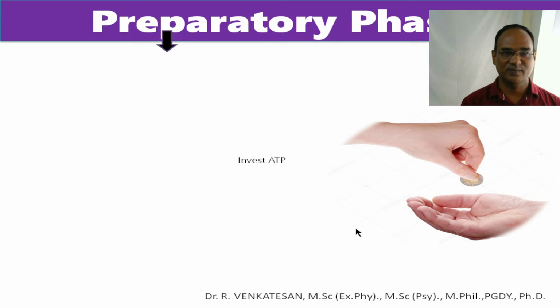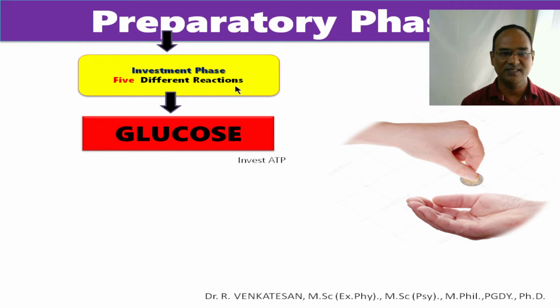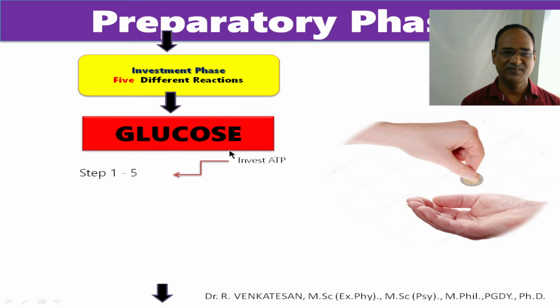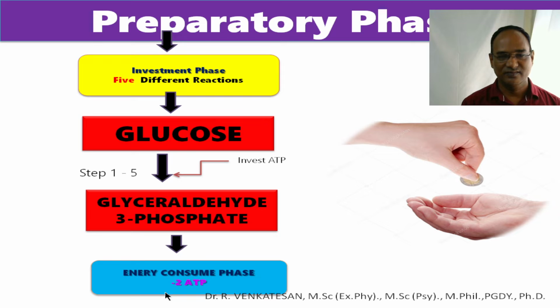So let us discuss the preparatory period. What are the stages? In the investment phase, we have to spend 2 ATP molecules for glucose and the inclusion of phosphate, and finally there will be 5 different phases, and finally it will be converted into glyceraldehyde 3-phosphate. At the end of the calculation, we have to spend 2 ATP molecules to initiate the process.